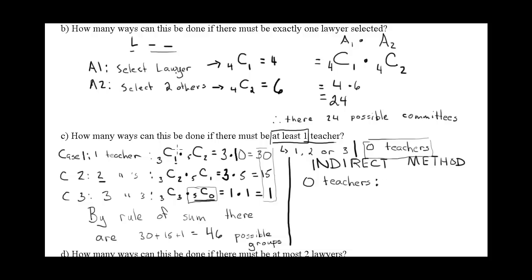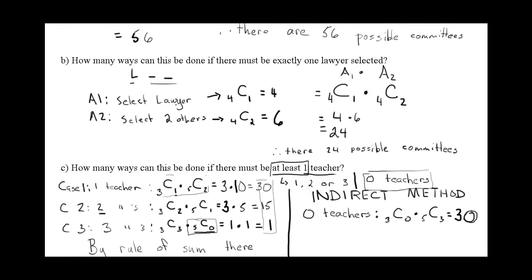well, it's going to be very similar to right here. So you have 3 teachers to choose from, and we're going to select none of them, times 5 others to choose from, and we're going to select all 3 others, and that's equal to 30. Okay, so this is how many ways we can select the group that don't meet this condition.